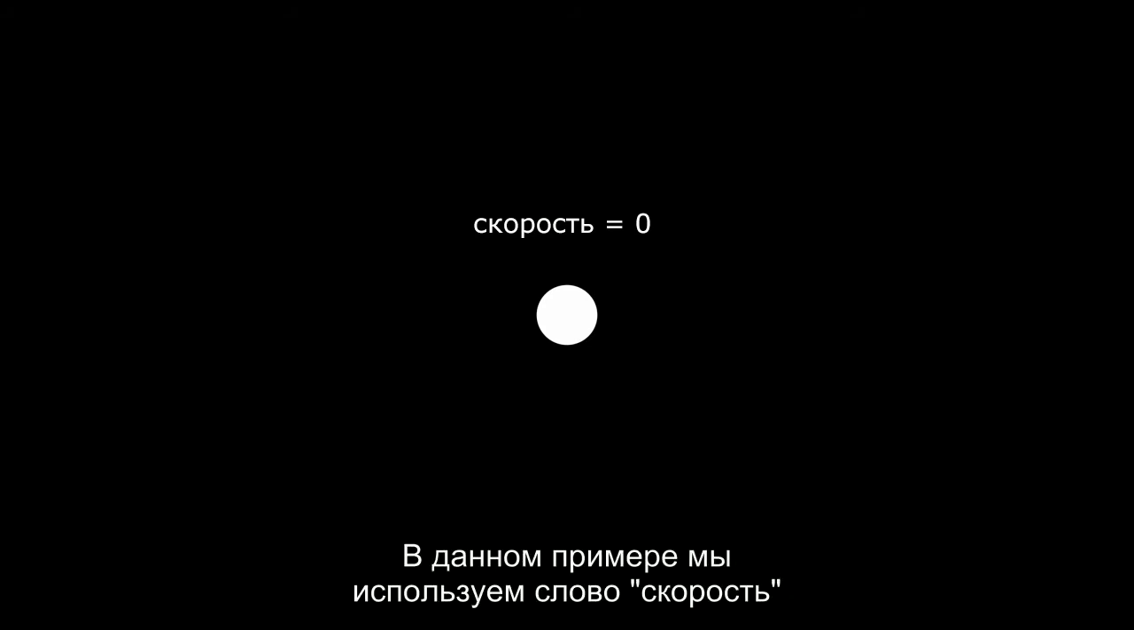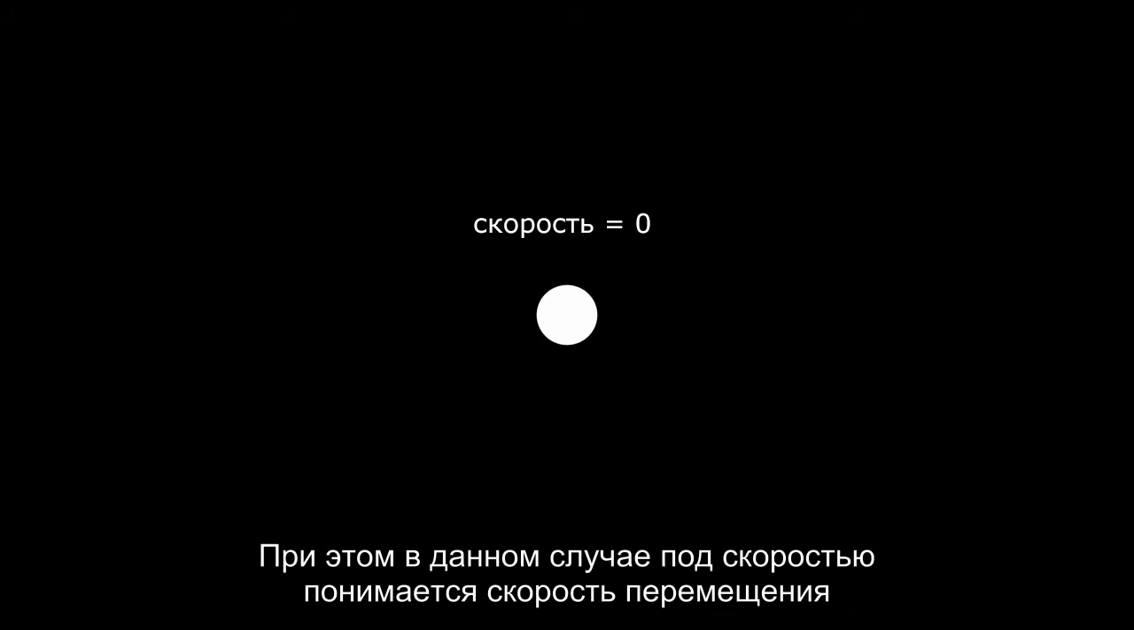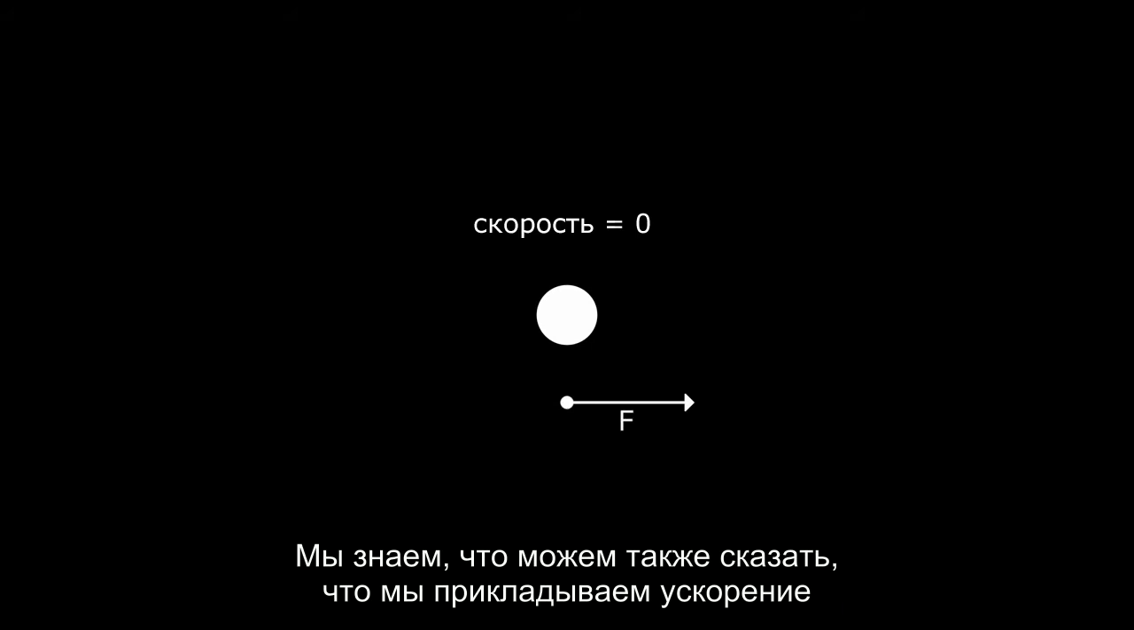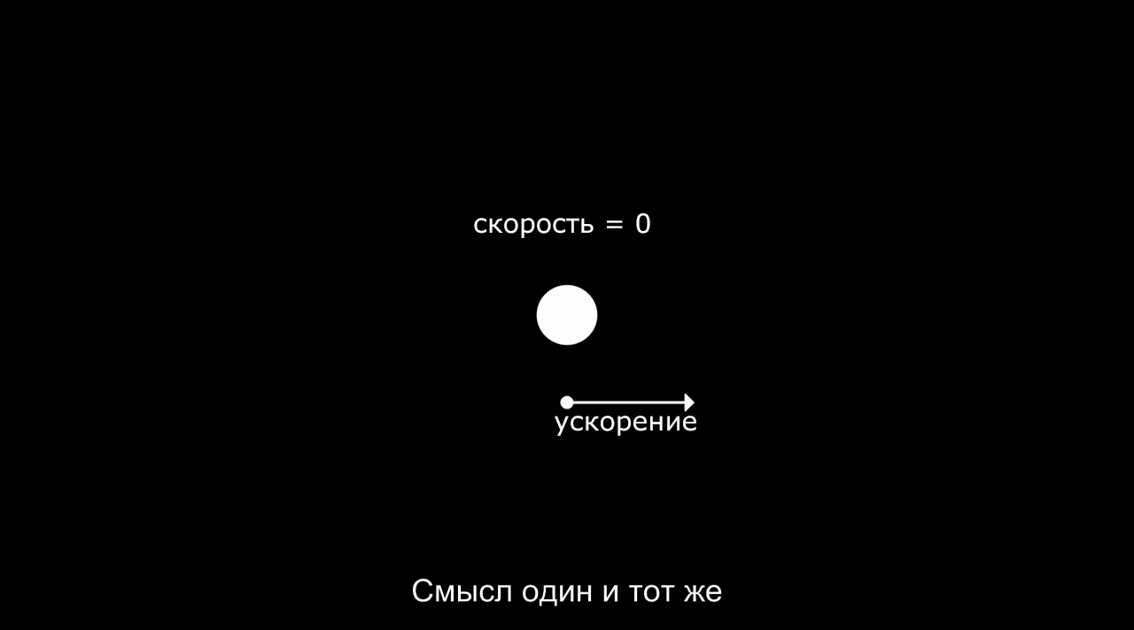Let's imagine some point. It has some weight. It means the mass is greater than 0. The point stands still. Its velocity is 0. We should use the word speed in this example, but it could be confusing. I will use the velocity word. Now we apply the force. We know that we can say we apply the acceleration. It has the same meaning.